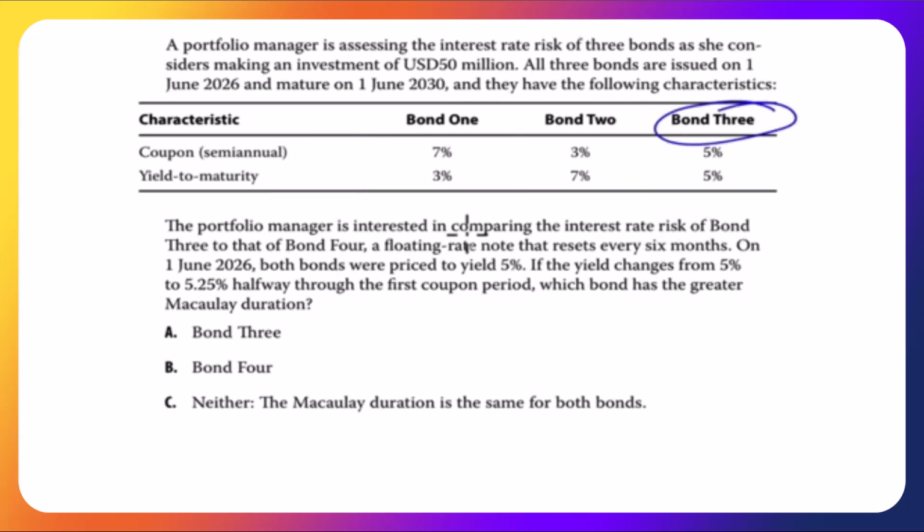The portfolio manager is interested in comparing the interest rate risk of bond 3, that's our par bond here, to that of bond 4, a floating rate note that resets every 6 months. On June 1st, 2026, both bonds were priced to yield 5%, so both were at par.